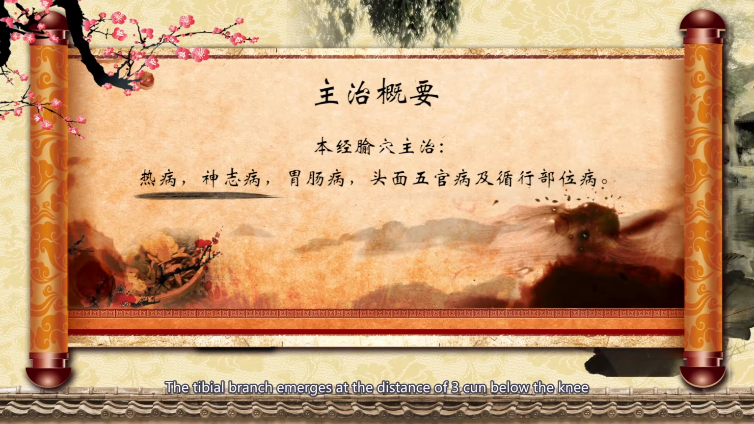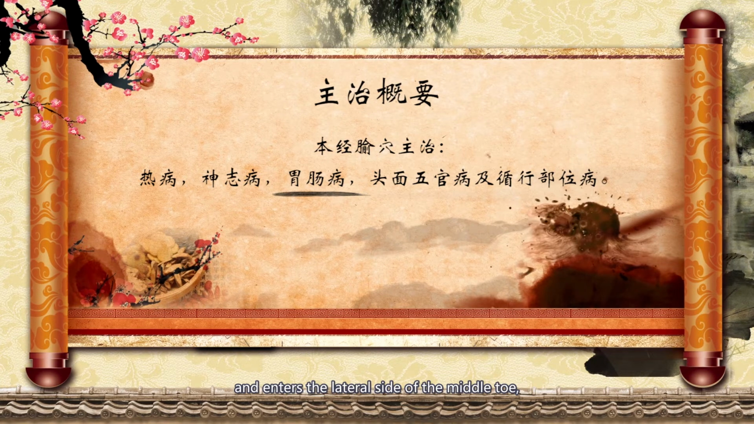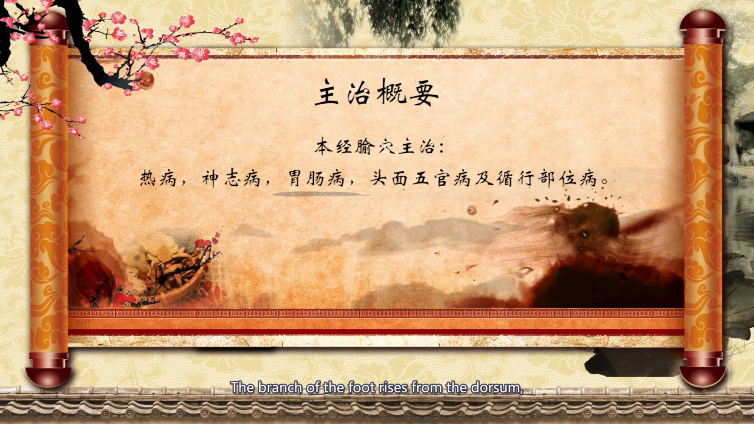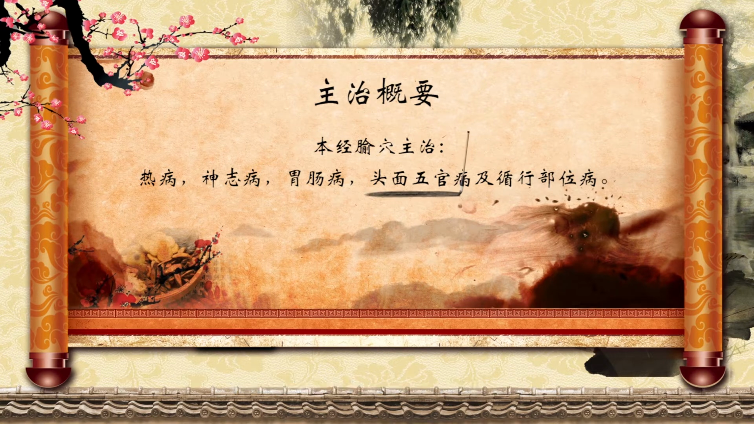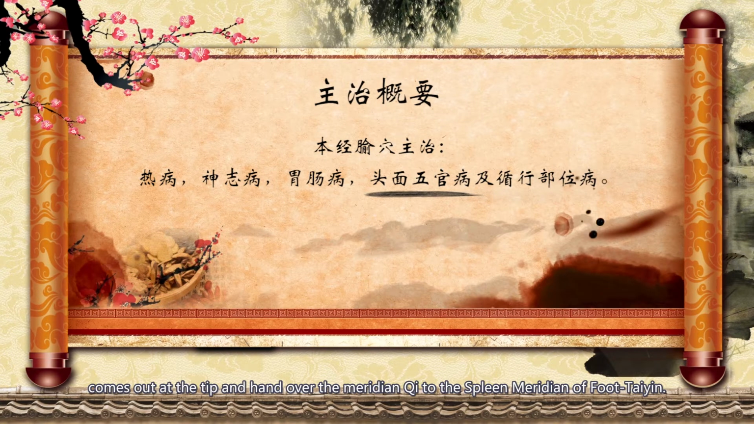The tibial branch emerges at the distance of 3 cun below the knee and enters the lateral side of the middle toe, then comes out of the tip of it. The branch of the foot rises from the dorsum, terminates at the medial side of the tip of the great toe, comes out at the tip and hands over the meridian qi to the Spleen Meridian of Foot Taiyin.